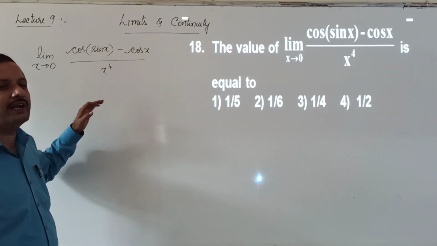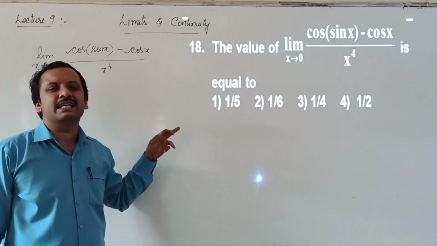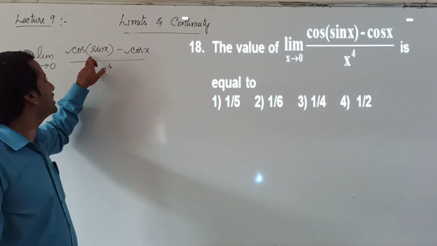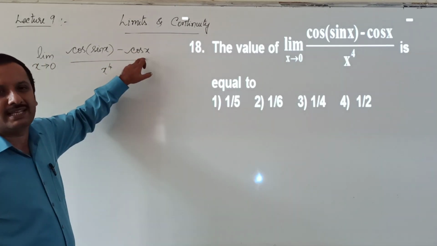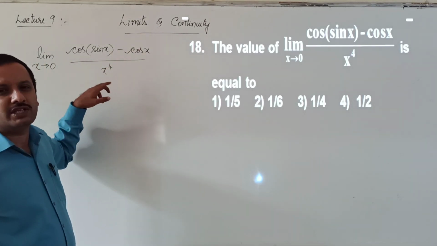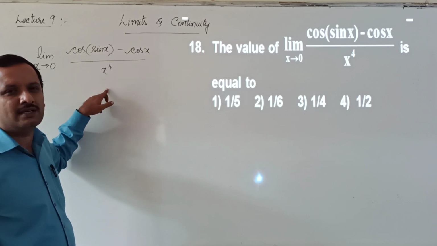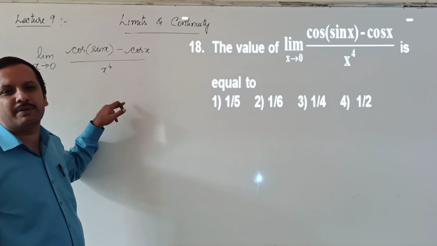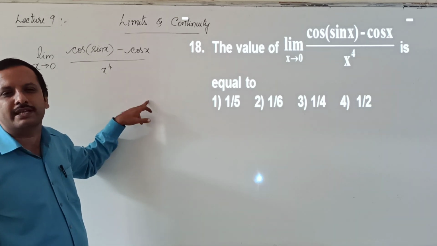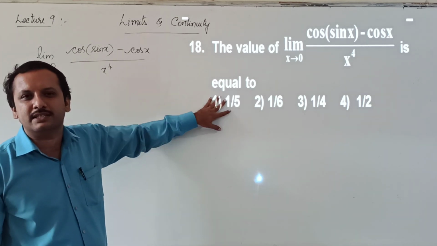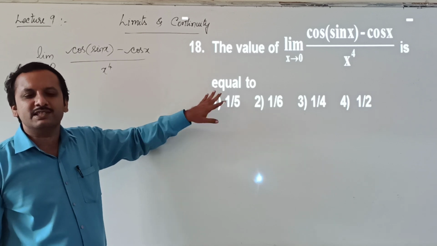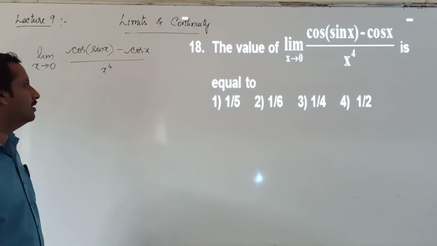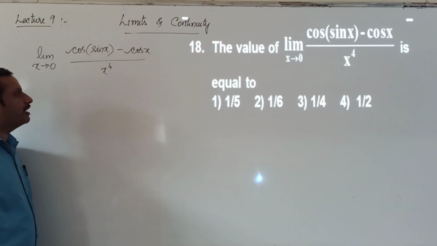Once if I differentiate, the derivative of cos sin x is minus sin of sin x into cos x, minus sin of sin x into cos x plus sin x. After that, if you differentiate again, you are going to get minus sin of sin x into minus sin x plus cos x into minus cos of sin x into cos x plus sin x. That is if you differentiate twice. Remember, you have to differentiate 4 times. So it will take a lot of time.